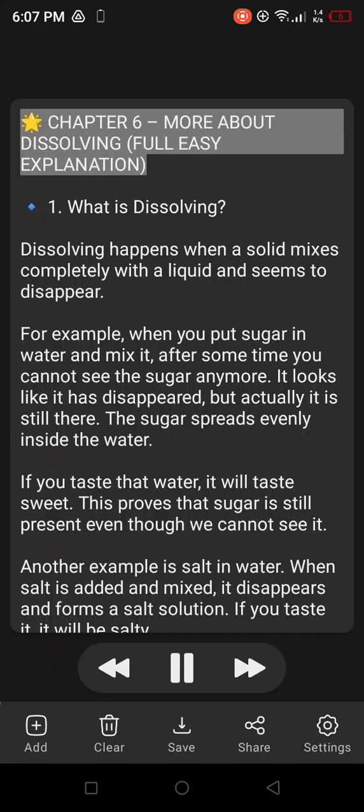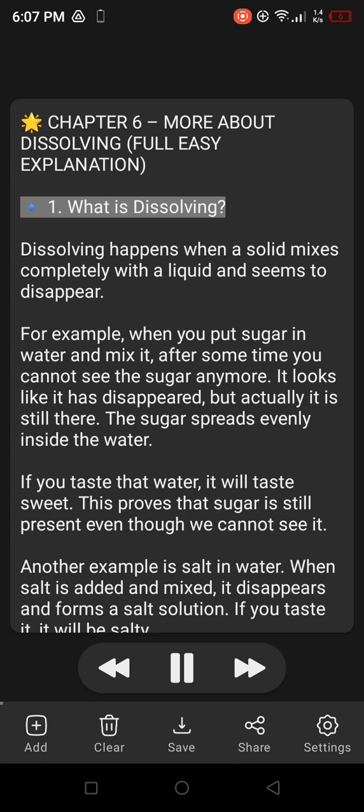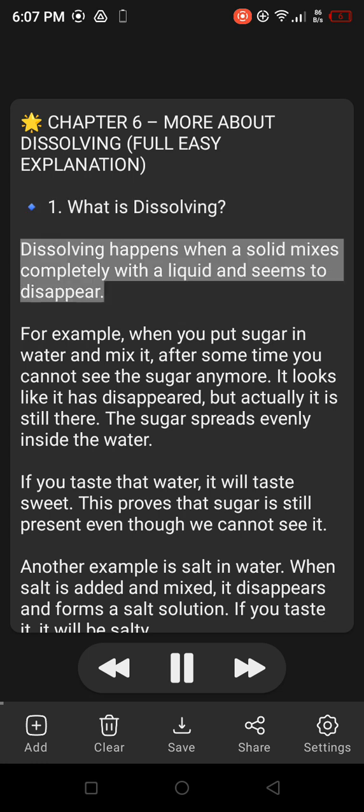Chapter 6: More about dissolving, full easy explanation. 1. What is dissolving? Dissolving happens when a solid mixes completely with a liquid and seems to disappear.